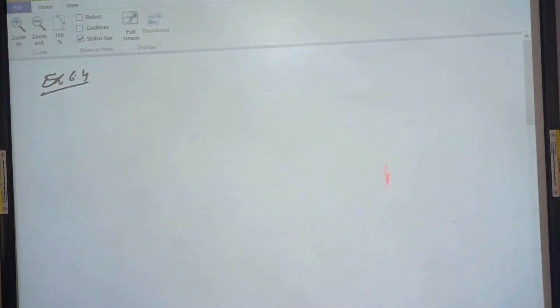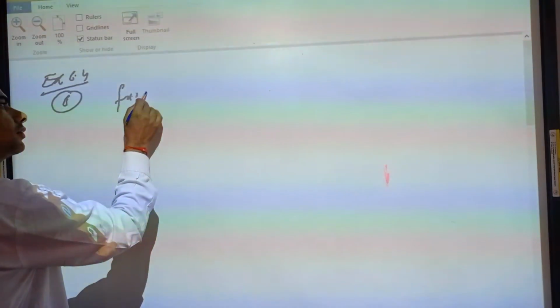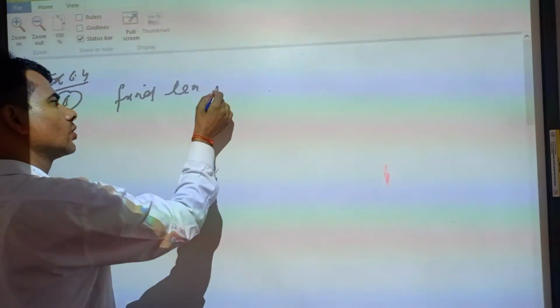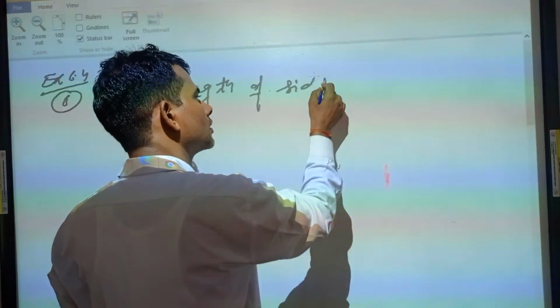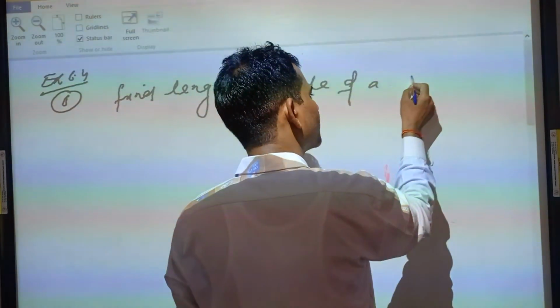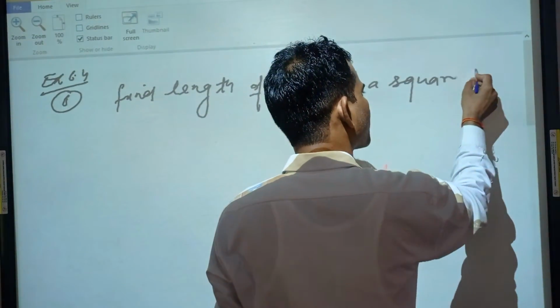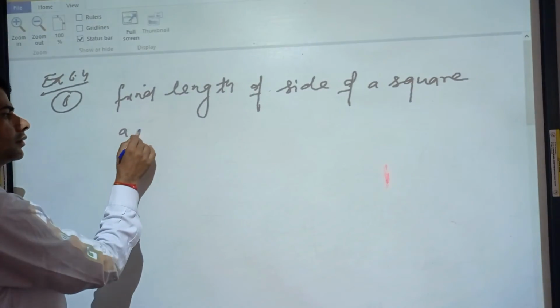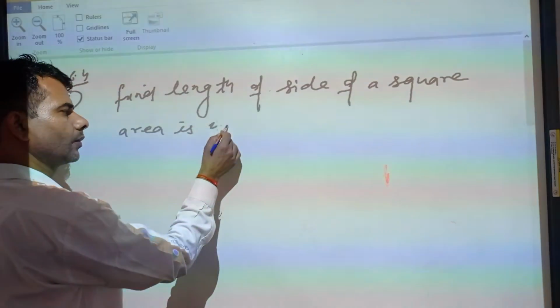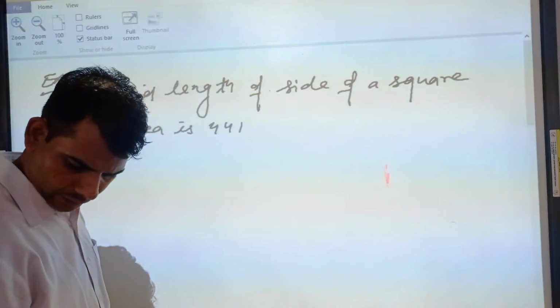Exercise 6.4, question number 6. Find the length of the side of a square whose area is 441 meter square.